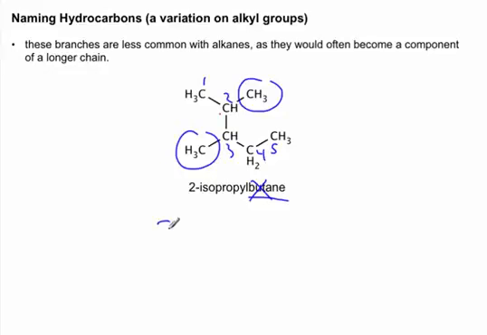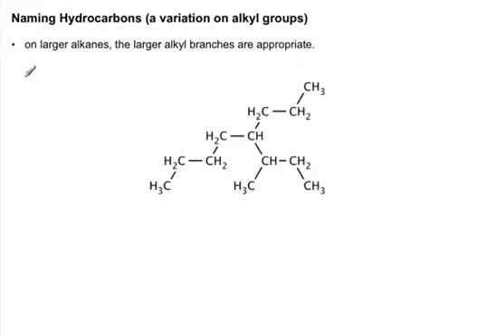So the better name for that is 2,3-dimethylpentane. That said, 2-isopropyl butane is also acceptable because you're using a common name for that branch, which works. It's much more common when you get larger, long branch alkenes or alkynes.